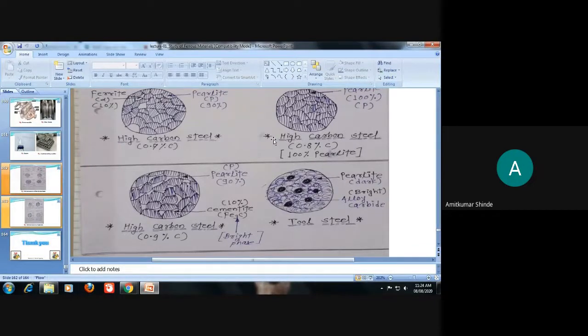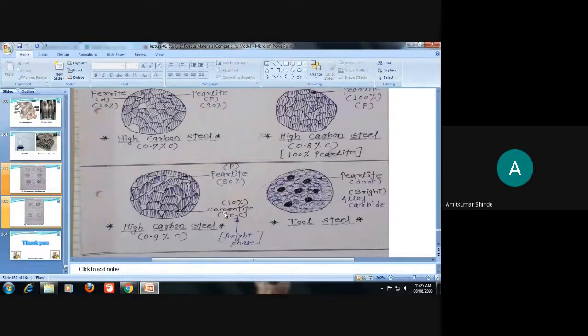And for medium carbon steel, 50-50% perlite and ferrite is there. And above this 0.8, whichever carbon percentage is there, perlite and cementite will be there. The amount of perlite will be more and the amount of cementite will be lesser. For example, 0.9% carbon steel, that is high carbon steel. The dark phase perlite is present at approximately 90%, and 10% will be cementite. So this is the microstructure related to low carbon steel, medium carbon steel, and high carbon steel.